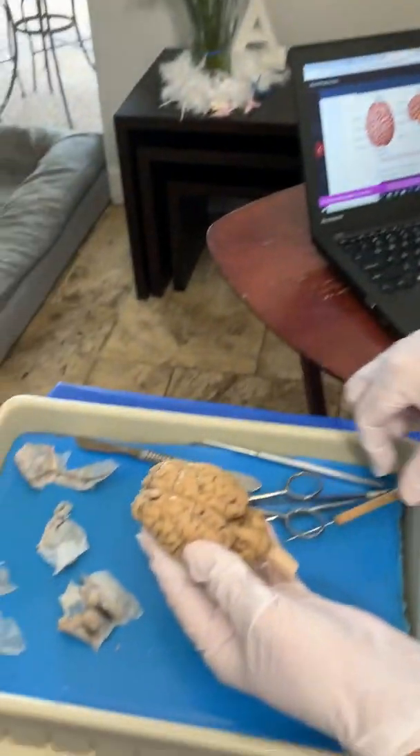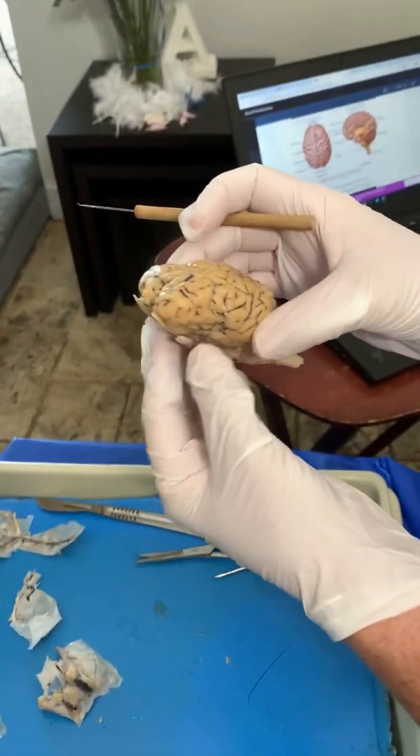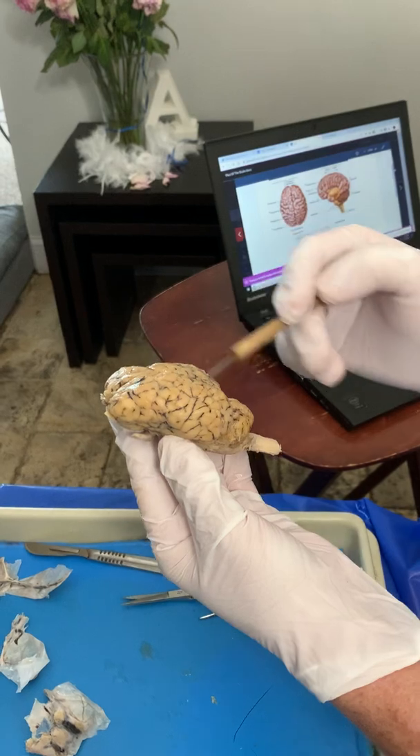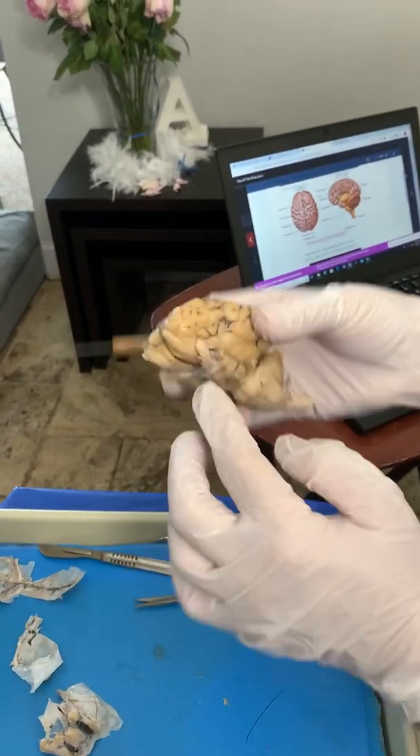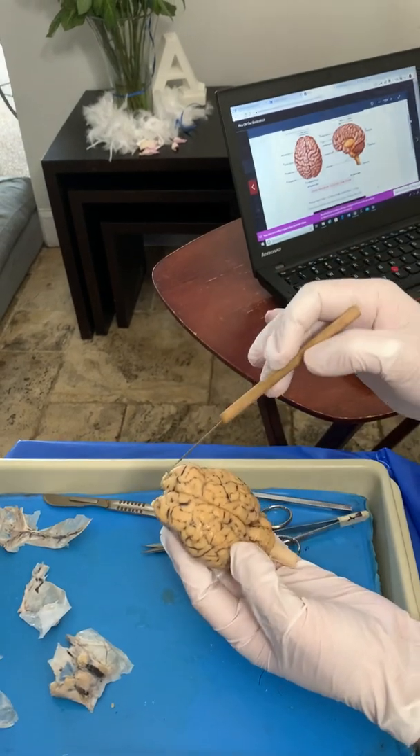So this is the superior view of the brain. This is how the brain would be sitting in your head. Superior means the top, and this is the inferior, meaning the bottom. We're going to go through the parts that you learned in lecture.